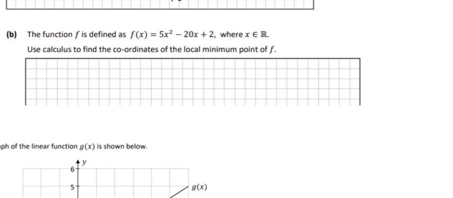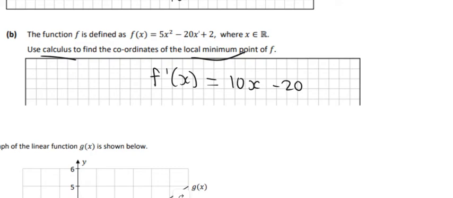Right, part B, it says use calculus. Calculus, remember, is the same thing as differentiation or dy dx or f dash x or whatever you want to call it. So we know we're going to have to differentiate that function, and it's a local minimum. We'll come to that in a second. F dash x is equal to, we do the power times the number in front. So 2 times 5 is 10, and then it's just x, and then minus 20x, so really just a little 1 there, so 1 multiplied by minus 20 is minus 20, and the power drops down, and then the 2 is completely gone. That's the differential.